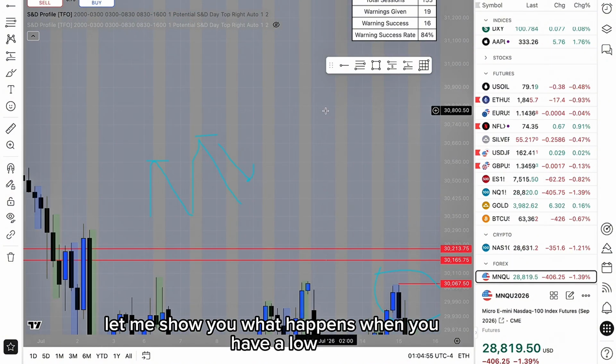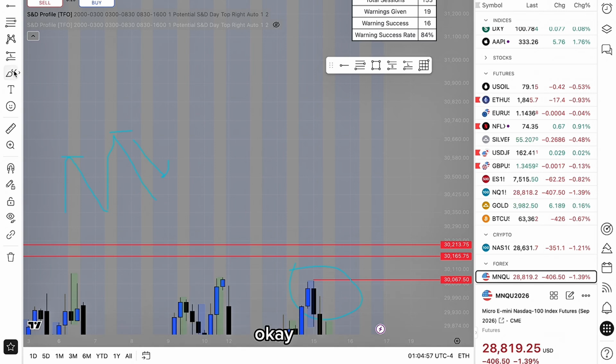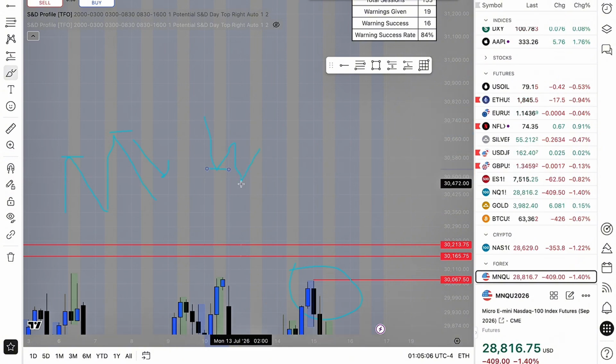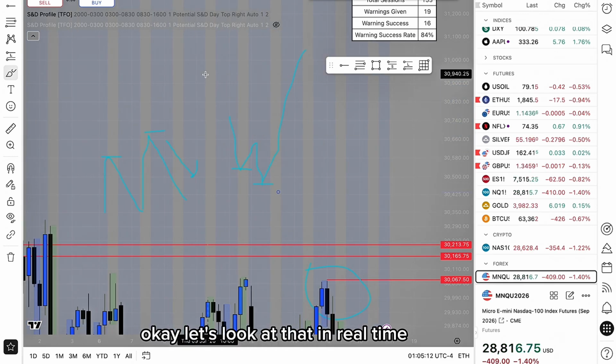Let me show you what happens when you have a low. Okay? Let's say we have a low. The next low pushes past the previous low. What happens? Reverse. Okay? Let's look at that in real time.